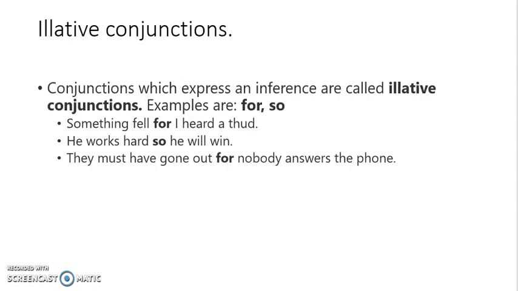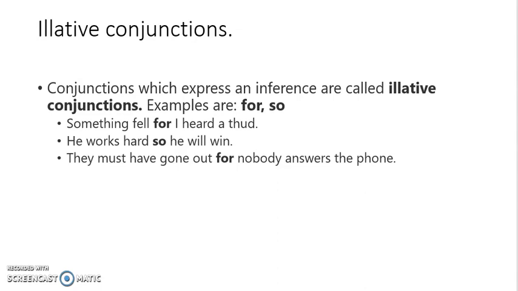Then the final coordinating conjunctions are illative conjunctions. Conjunctions which express an inference. What do you mean by inference? You are inferring certain things. Such conjunctions are known as illative conjunctions. Examples for both are for and so.